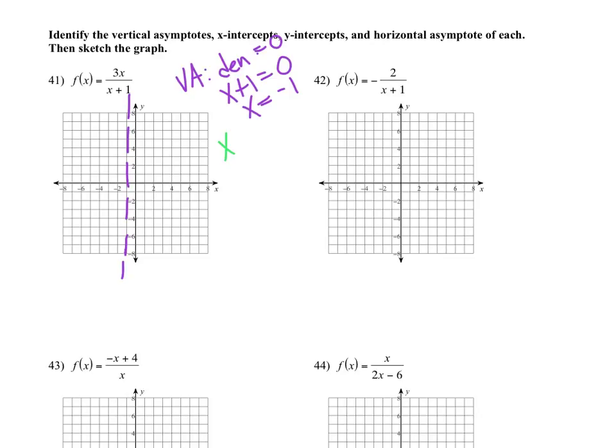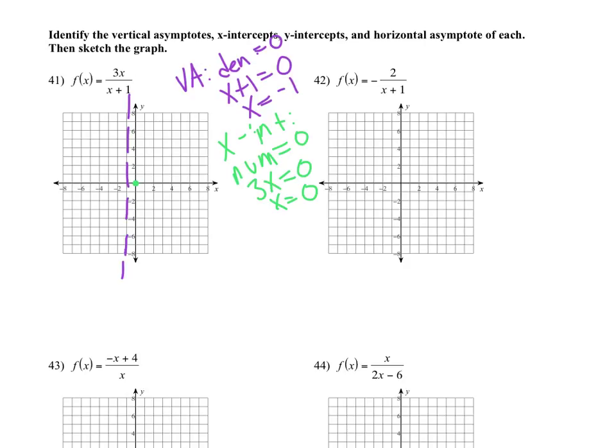X-intercepts. We came to an understanding of this that let us do a shortcut that says we're looking for when the numerator is equal to 0 for most of these functions. So if 3x equals 0, that means that x equals 0. Okay?